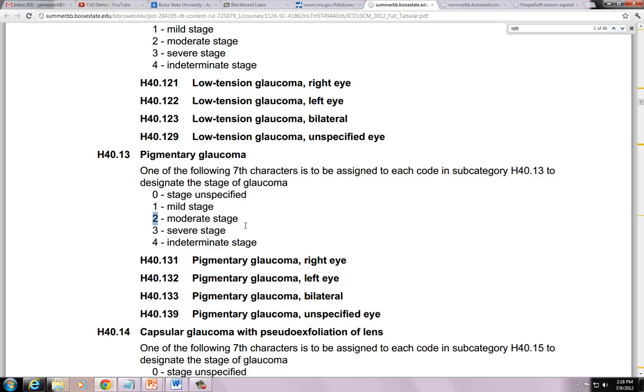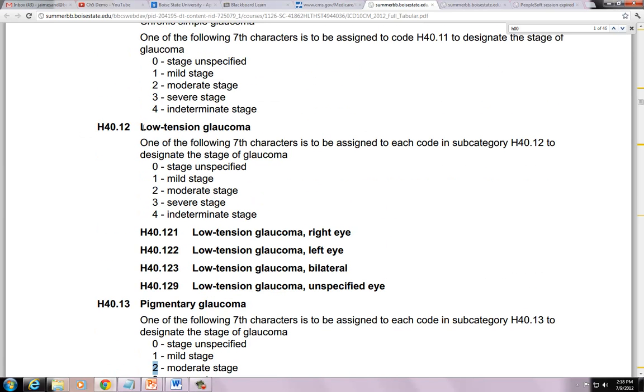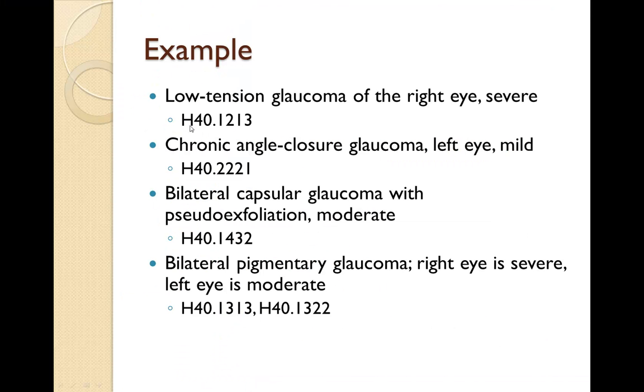So when I come over to my tabular, I'm at the H40.12 low tension glaucoma. Again, we were the right eye, so 121, and then it was severe, so I add that 3 on there. So you can see the way we write this, H40.1213. Again, those 7th character extensions are very similar to 5th digits in ICD-9. You just attach them to the end. In this case, I already had 6 characters, so I didn't need to add a placeholder or an X there. Just add the 3 on.